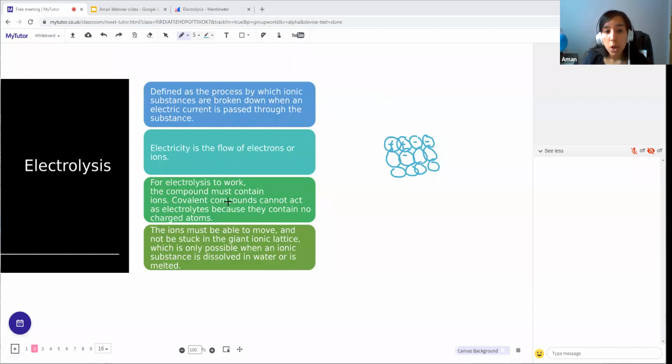It also says here that covalent compounds cannot act as electrolytes because they contain no charged atoms. So remember, to carry a current, it has to be charged in some way. And covalent compounds aren't, they're neutral because they're sharing electrons, so the total number of electrons hasn't changed. Okay, any questions on that?